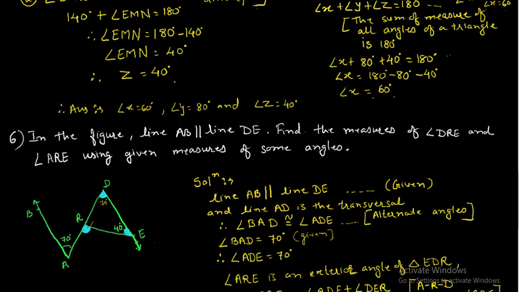Okay, see, first of all, for the property from which we are solving this, you have to mention what is given, that is line AB is parallel to line DE.